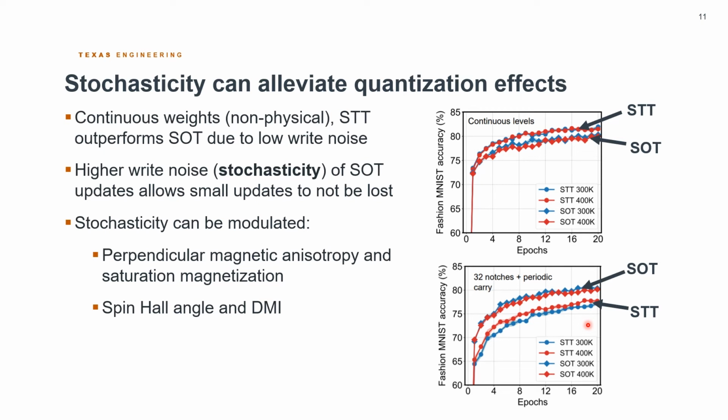However, for SOT, since there is a finite chance that it moves the domain wall to the next notch, averaged over thousands of updates, this results in a higher resolution than the levels would dictate. This stochasticity can be modulated through perpendicular magnetic anisotropy and saturation magnetization, as well as spin Hall angle and DMI.